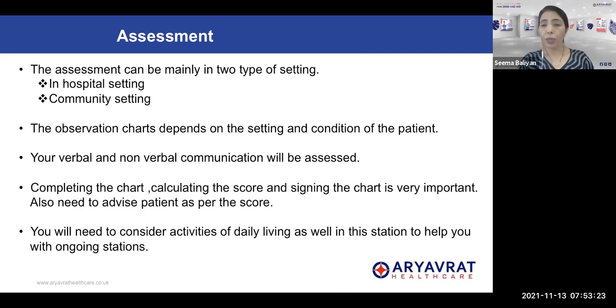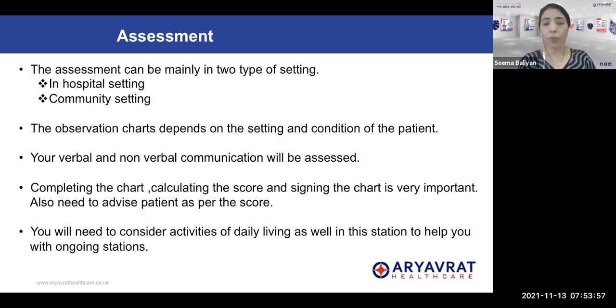Sometimes in hospital, if the patient is suffering from a head injury or some neurological condition, then instead of the NEWS chart, you might have to do a GCS chart. But otherwise, you will need to complete the NEWS chart. In the community setting, along with the NEWS chart that you will be completing, you will also need to do an assessment using either MUST, which is a malnourishment tool, or a PHQ-9, which is a tool which tells about the mental state of the patient.